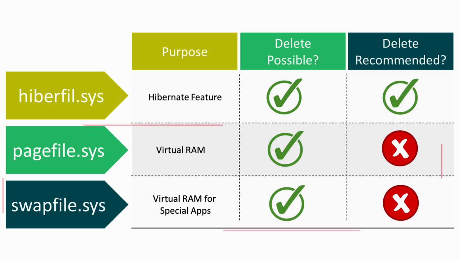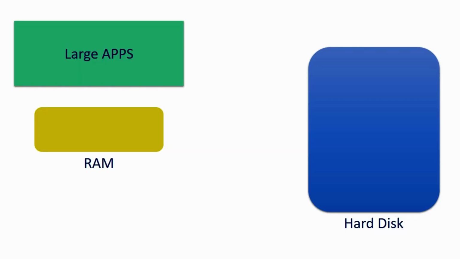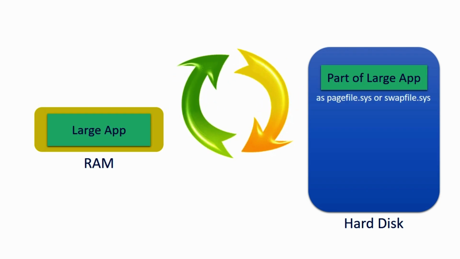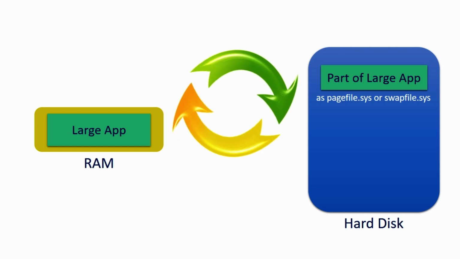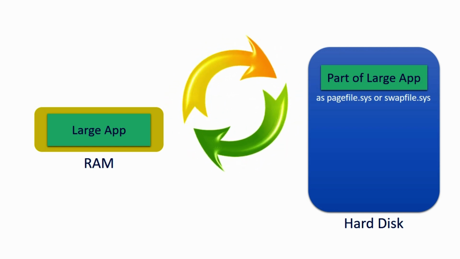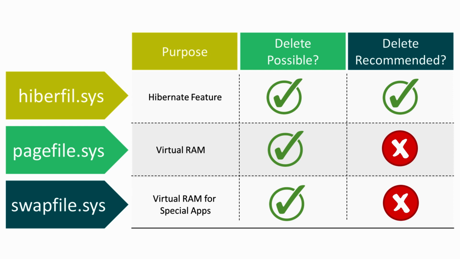On the other hand, Pagefile.sys and Swapfile.sys are created whenever you run applications that are larger than your RAM capacity. The system cleverly borrows some space from your hard disk, in the form of Pagefile.sys and Swapfile.sys, and uses them as a virtual RAM. Therefore, these two files are an essential part of your Windows. Disabling or deleting these files may result in program crashes. Some programs may even refuse to run. Hence, for most of you, it is not advisable to delete these two files.